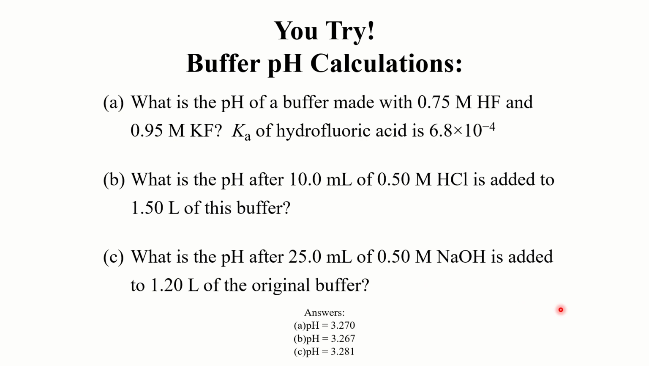Okay, the answers are given here. Again, I'm not going to show the work here. The work is generally the same as the 3 problems I just went through. For letter A, you should get 3.270. For letter B, 3.267. And for letter C, 3.281.